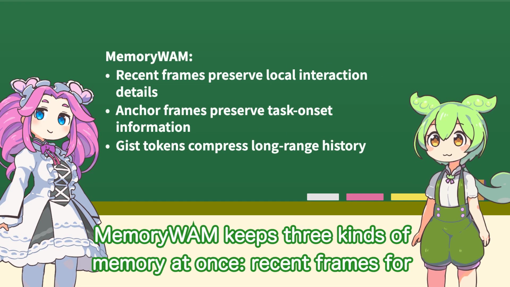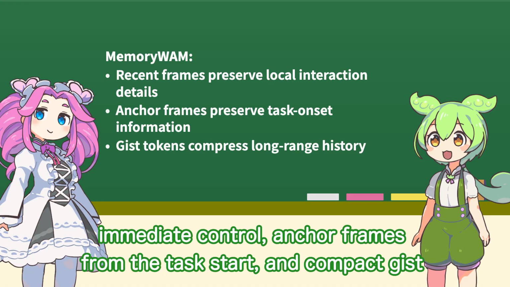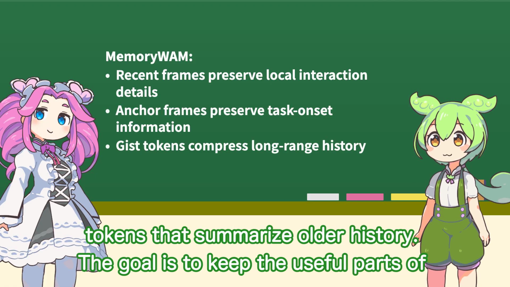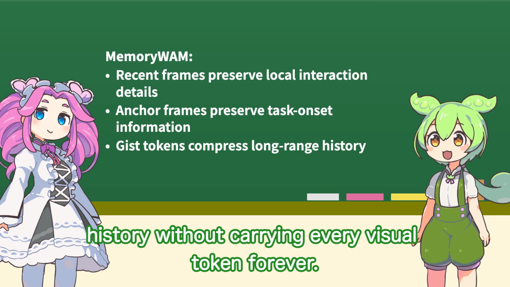MemoryWAM keeps three kinds of memory at once. Recent frames for immediate control, anchor frames from the task start, and compact gist tokens that summarize older history. The goal is to keep the useful parts of history without carrying every visual token forever.